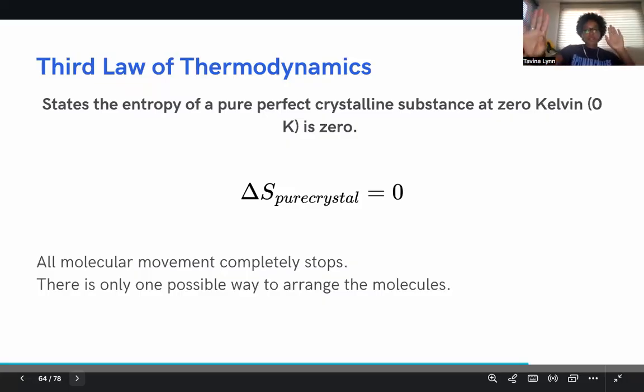This is me pausing. Correct. You all said 1. So if we use our entropy equation, S equals k natural log of W, and we plug in 1 for W, we will see that delta S is equal to 0. Natural log of 1 is equal to 0. Third law of thermodynamics.